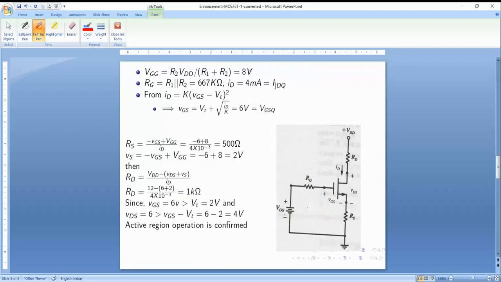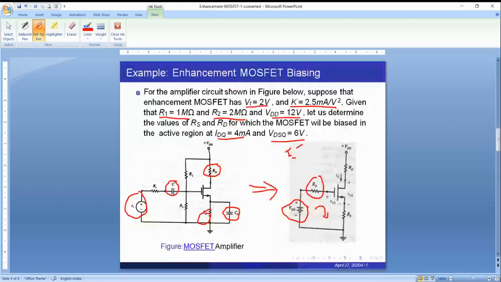The first step is calculation of VGG. VGG is calculated with the formula VDD into R2 by R1 plus R2, which gives 8 volts. Then the second step is calculation of RG. R1 and R2 are in parallel, then you are going to get 667 kilo ohms. Then IDQ is given.